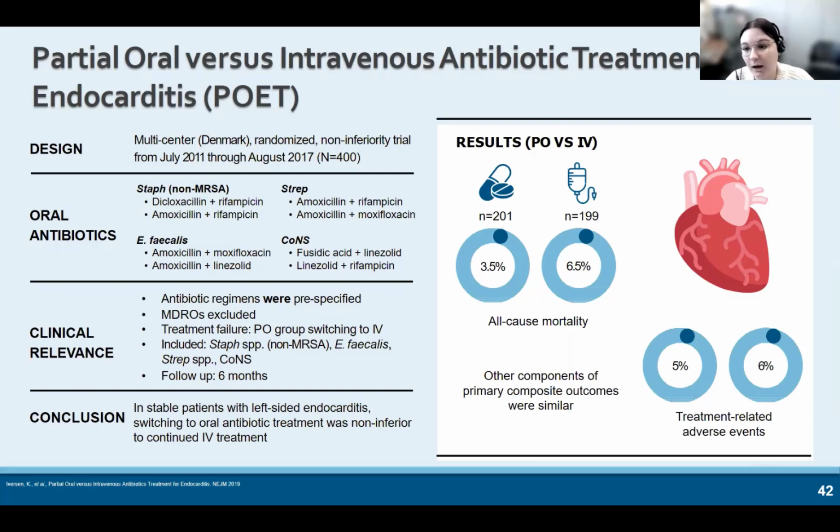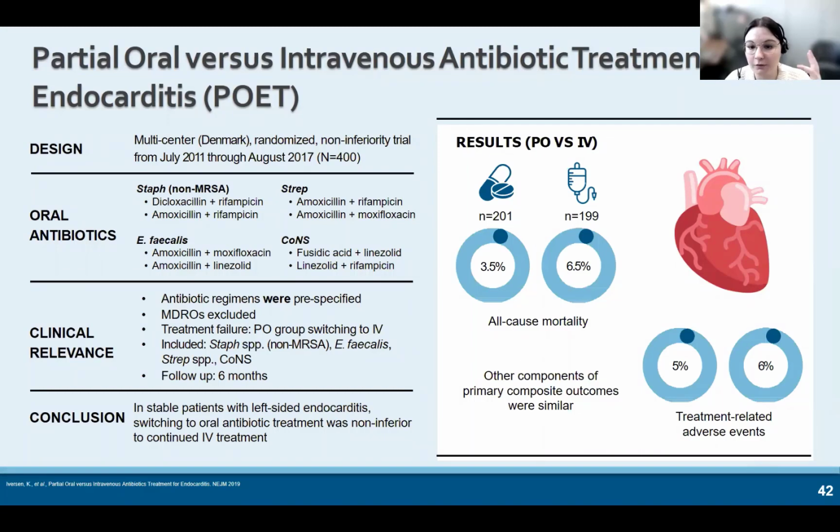The primary outcome was a composite of all-cause mortality, unplanned cardiac surgery, clinically evident embolic events, or relapse of bacteremia with the primary pathogen from randomization through the 6 months after the treatment was completed. The primary composite outcome occurred in 18, or 9%, in the orally treated group and 24, or 12%, in the IV group, which did meet non-inferiority criteria.